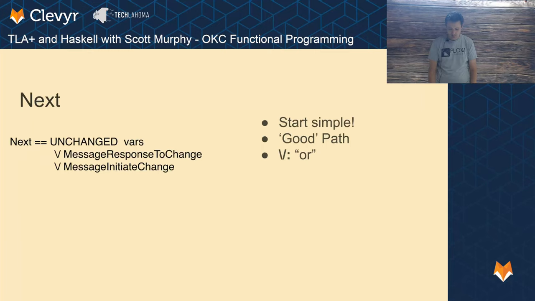Okay. So this is the next state. The caret facing down there is saying or. And again, we're going to start with a very simple model, and we're going to start by modeling the good path. So we're going to start by making something that works very much like the flowchart would work. You're going to initiate a change. You're going to respond to the change. Or nothing's going to change. Those are the three things that can happen.